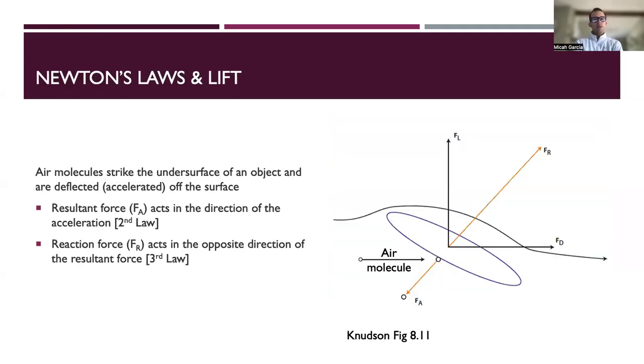And so if we visit Newton's laws and lift and how this actually goes together, what ends up happening is that air molecules are going to strike the undersurface of an object and then are deflected off the surface, or they accelerate off the surface. And what ends up happening is that there's this resultant force then. So you've got an air molecule that comes in, hits the bottom of the surface, and is going to deflect downwards. The reaction force then acts in the equal and opposite direction. Okay, and this is going to be the resultant force of the lift and the drag force.